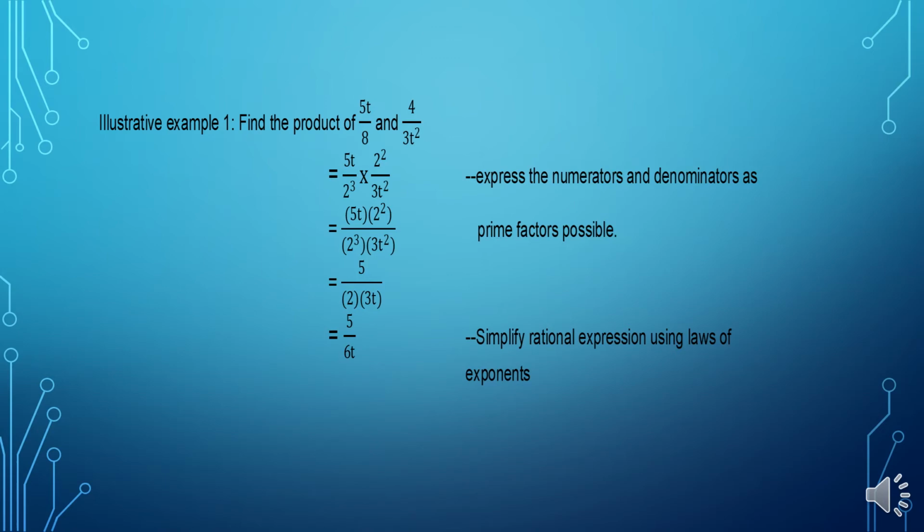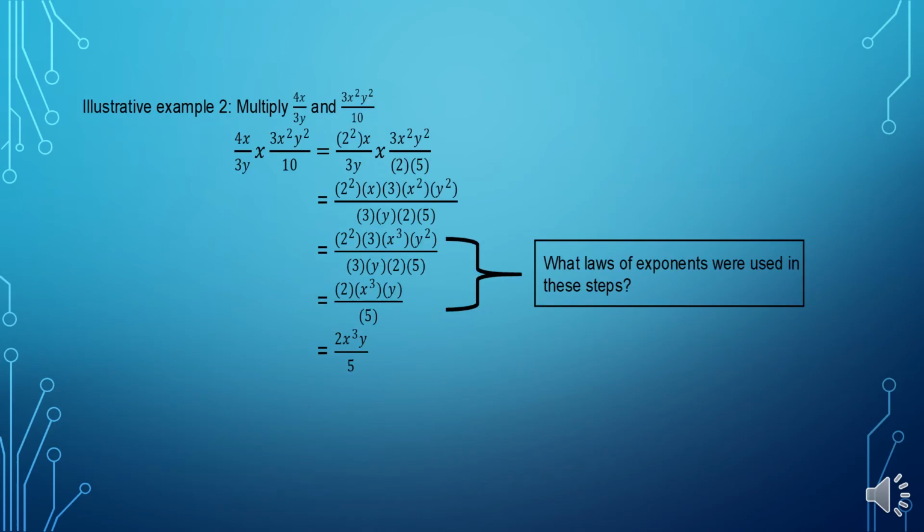Okay, and then after that, simplify the rational expression using laws of exponents. So 5 over 2 times 3t will be 6t. So our final answer will be 5 over 6t. Okay, example number 2. Multiply 4x over 3y and 3x squared y squared over 10.